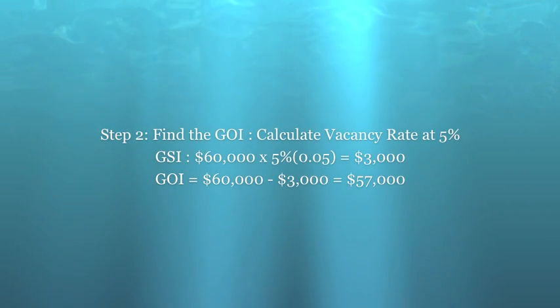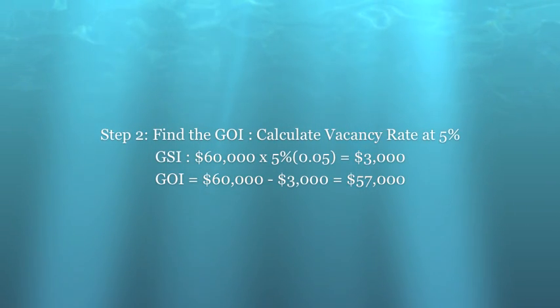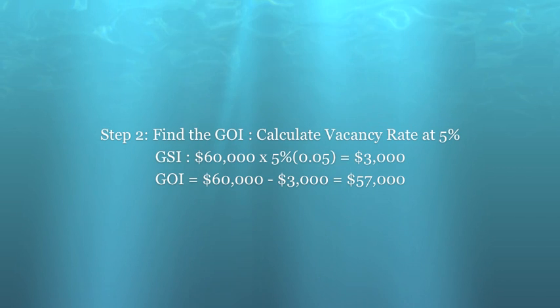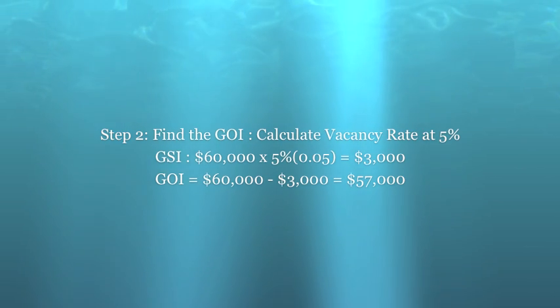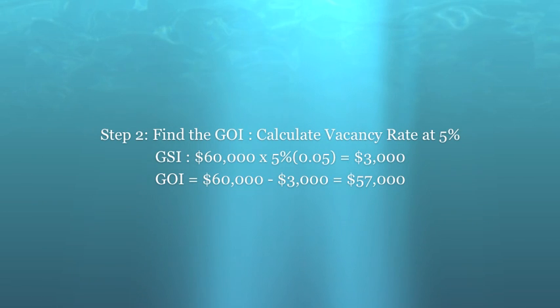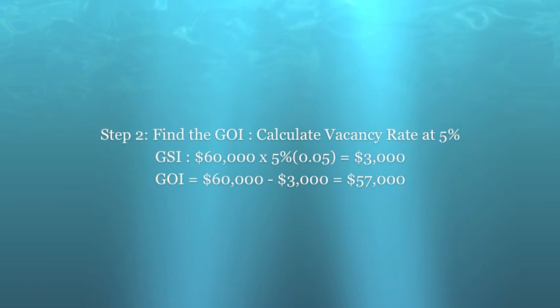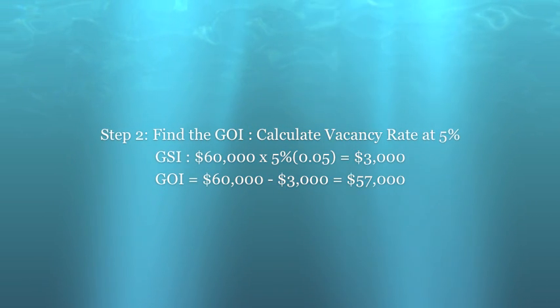Next thing you want to do is take into account your vacancy rate. You have your gross scheduled income multiplied by the vacancy rate, in this case 5%, gives us $3,000. You deduct your $3,000 from your gross scheduled income and you have a gross operating income of $57,000.